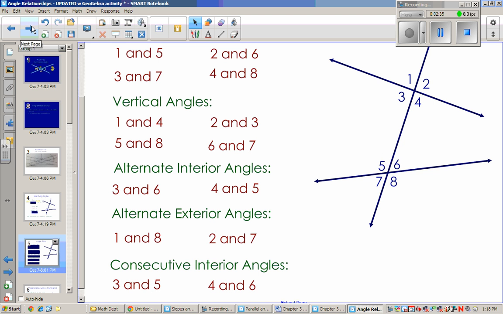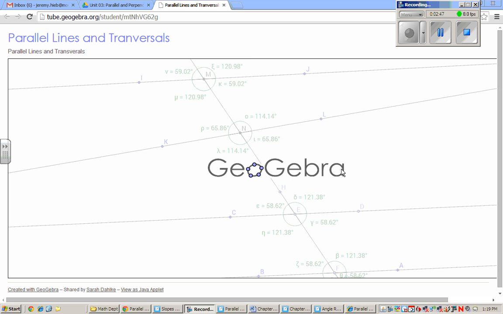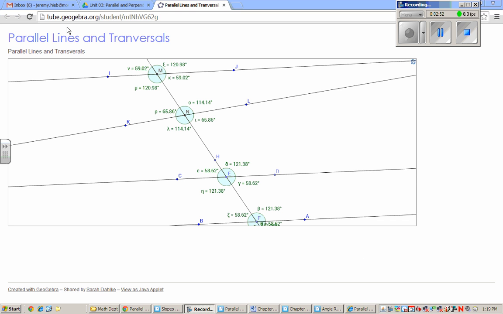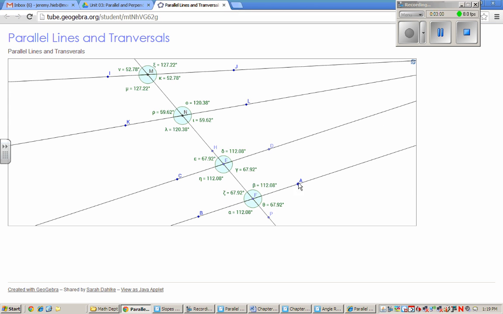Alright, so now that we have these names down, let's see what happens. If I click on this, this is a GeoGebra exploration, and we're going to see what happens when these lines are parallel. Now this is a little difficult to see, so I'll move these up just a tiny bit so we can see it more.